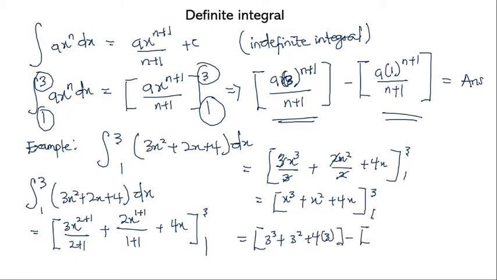Then minus, I now substitute 1 in place of x. So I have 1 cubed plus 1 squared plus 4 into bracket 1. If I do that, I'm going to get 48 over here, then minus, over here I'm going to get 6. So my final answer becomes 42. If we integrate this function, the answer we get is 42. And this is an example of a definite integral, or this is how a definite integral looks.